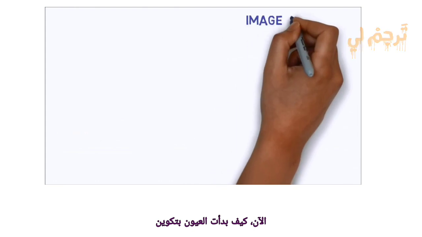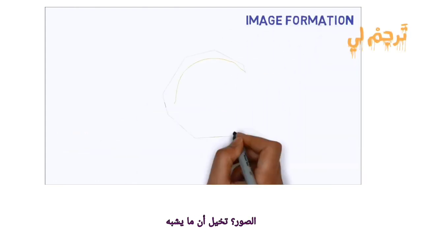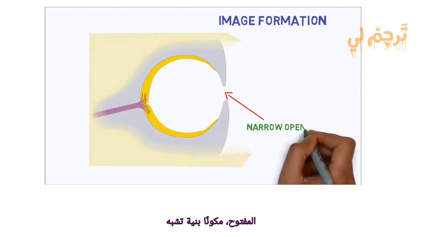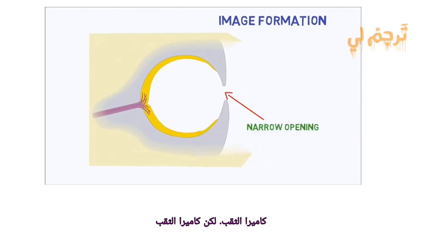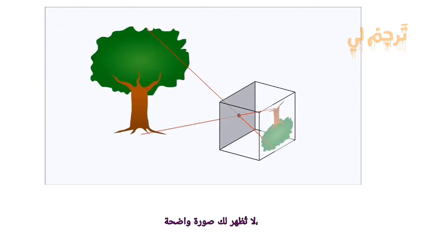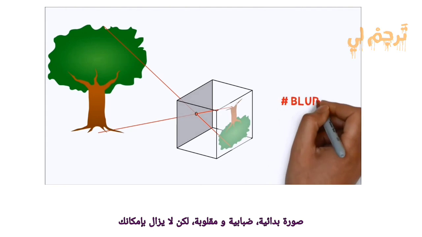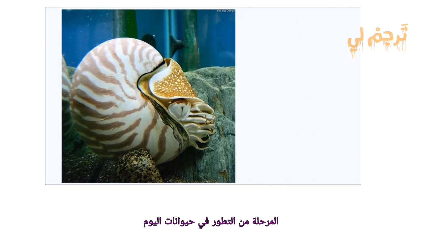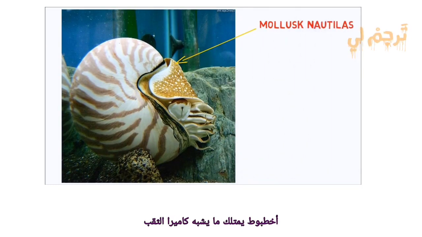Now, how did eyes start forming images? Imagine that over time, a cup grows deeper and deeper to close up its open end, making a structure like a pinhole camera. But a pinhole camera does not actually show you much of an image, but it does show you a crude image. The image is blurry and upside down, but you can still see it. We can even find this stage of evolution in today's animals. This is a photo of the mollusk Nautilus, an octopus relative, that has a pinhole camera-like eye.